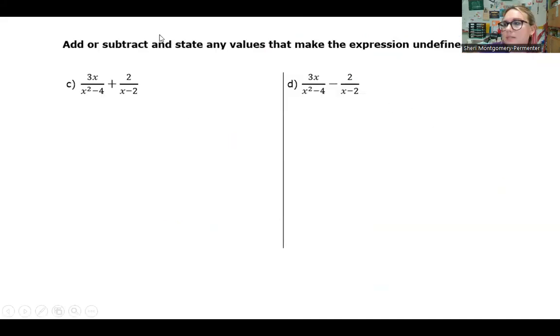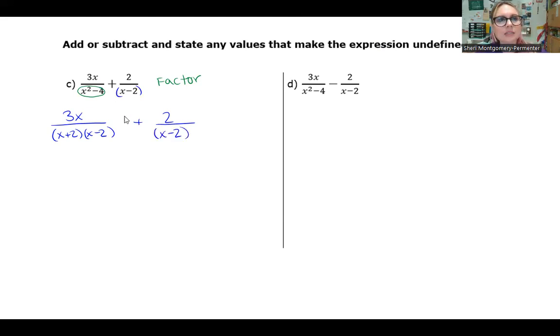On to the back. It's the same steps over and over again. I have to check to make sure everything's factored. This is not factored. This is a difference of perfect squares, so I have to rewrite it. This one I have to factor first, and then I can find the LCD. So I have 3x over the difference of perfect squares, x plus 2 times x minus 2, plus 2 over, I'm going to put parentheses around this, x minus 2.